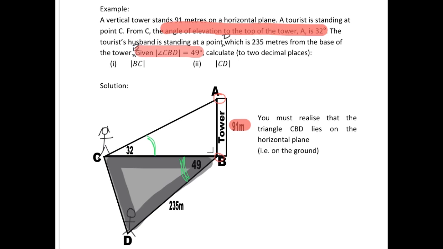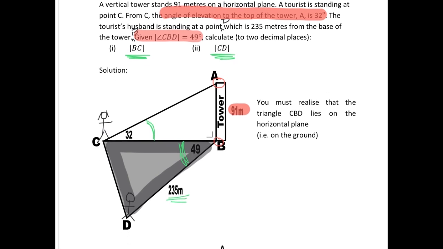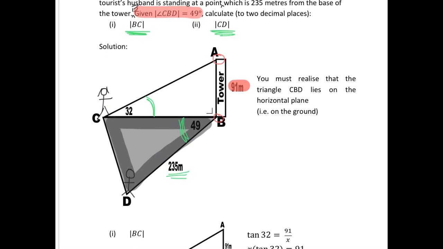So from this information, we need to work out the length BC and the length CD. And we're also told that the husband is 235 meters from B at the point D, where he is standing. So if we're looking to calculate the length BC, we're going to have to look at this triangle here between the woman at point C, the top of the tower at A, and the base of the tower at B.